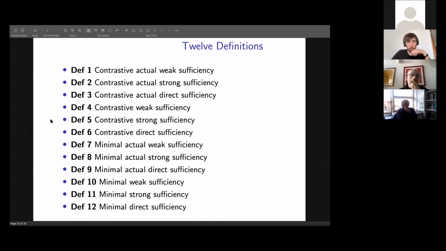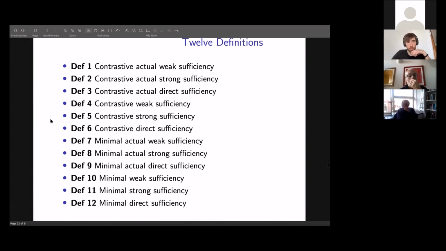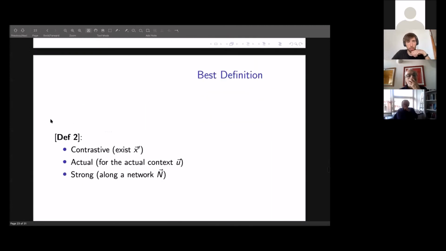I will simply tell you which is the one that stands out, namely the second one. It has a contrastive interpretation of necessity, so it's counterfactual. It focuses on the actual context, so it only focuses on the context that we're looking at right now, rather than requiring something to hold over all possible contexts. And it uses a strong notion of sufficiency, meaning it uses the notion I spelled out, which requires a network.